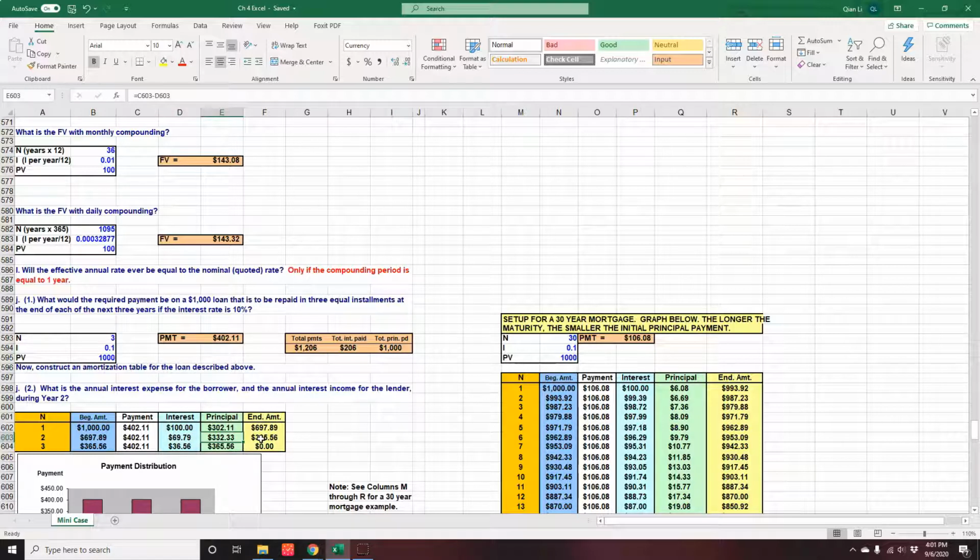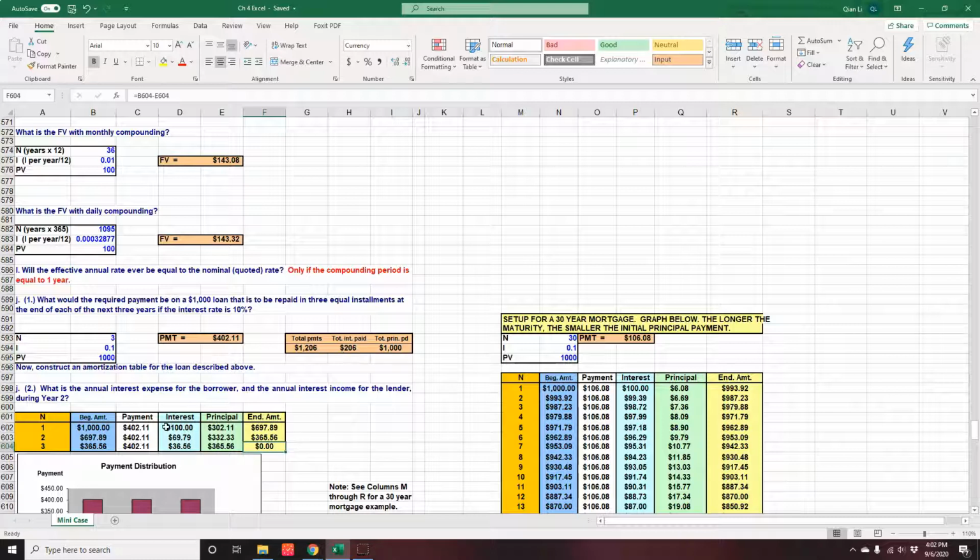After the second payment, the balance will be lowered by another 332.33, so it will go down to 365.56, which will be the beginning balance of the last year. And eventually, after you pay off all the payments, 3 payments altogether, the ending balance should be 0. That means this loan is completely paid off, 0 balance left.